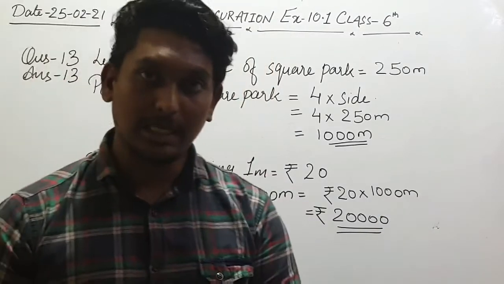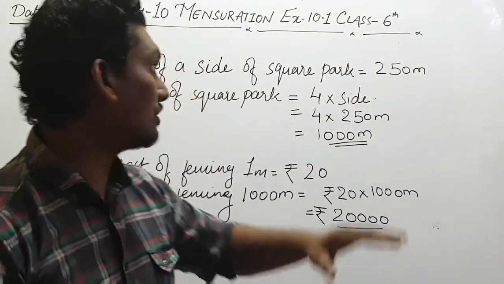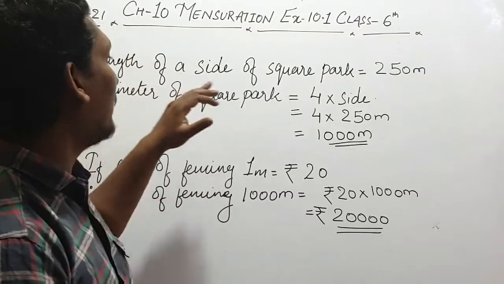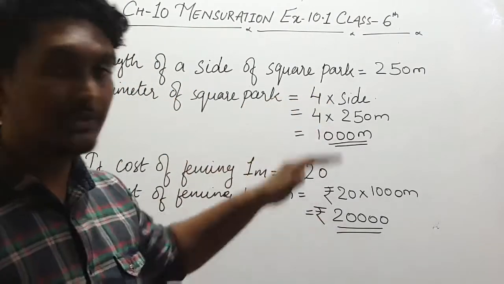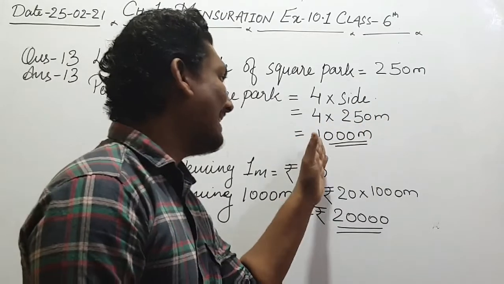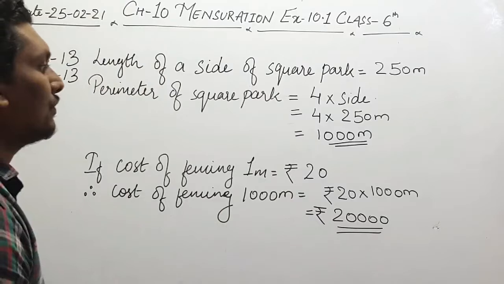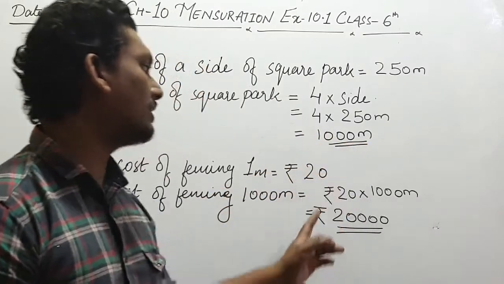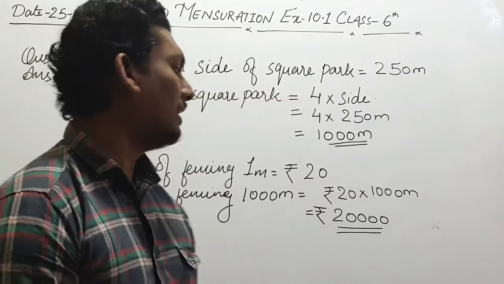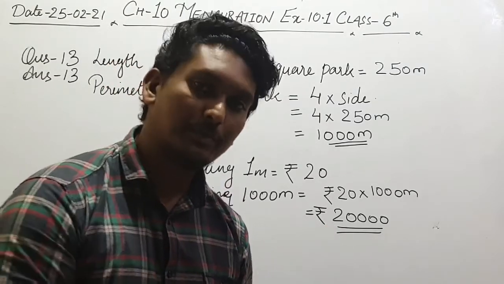The question is very easy. The side of a square park is given, that is 250 meter. Because of the fencing, we are finding the perimeter of the square park. The formula is 4 into side, 4 into 250, that is 1000 meter. The cost of 1 meter is given as rupees 20, so we have to find the cost of 1000 meter, that is 20 into 1000. Overall the cost is rupees 20,000. Hope the question is clear to you. Just go through it.